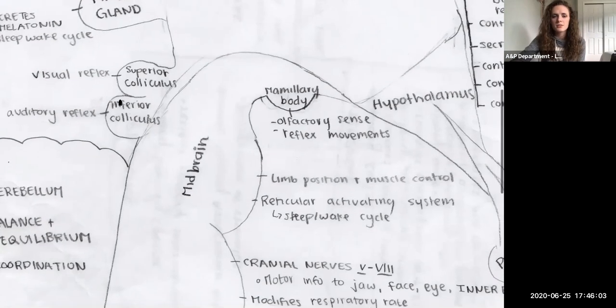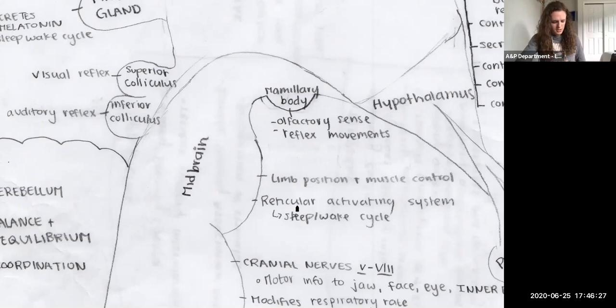So again, midbrain consists of superior colliculus, inferior colliculus, and this big midbrain body right here. Your visual reflex is your superior colliculus. Auditory reflex is inferior colliculus. Then you have your midbrain, which controls subconscious limb position, and then your reticular activating system, or staying awake and falling asleep.